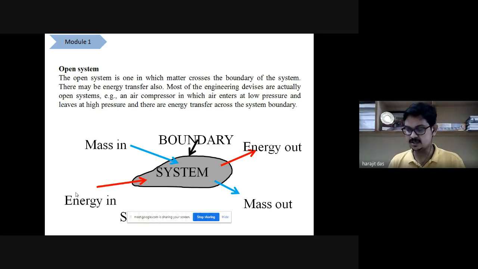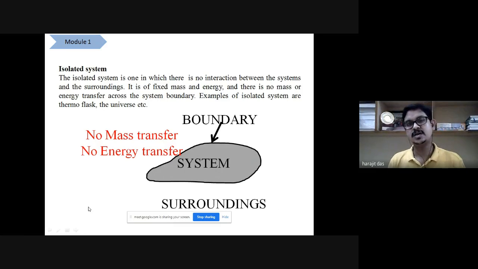I think now it is clear to you. Then boiler, compressor, IC engines, all these are examples of an open system. You should remember these examples, because only then will your ideas of open systems and closed systems be clear to you. Next one is the isolated system. Isolated system means there will not be any mass transfer, and there will not be any energy transfer.